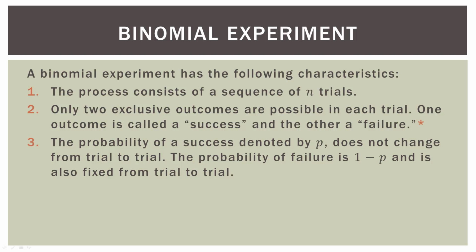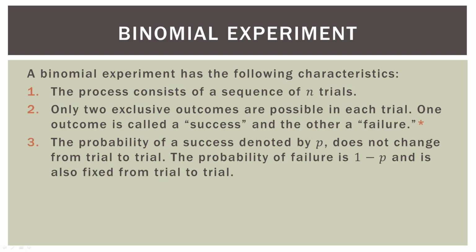Number 3, the probability of success is denoted by a lowercase p, and that probability does not change from trial to trial. Now the probability of failure is 1 minus p, because remember the probabilities have to add up to 1. So if success is p, then failure is 1 minus p. And it's also fixed from trial to trial. So this fixed nature of the probabilities is very important.